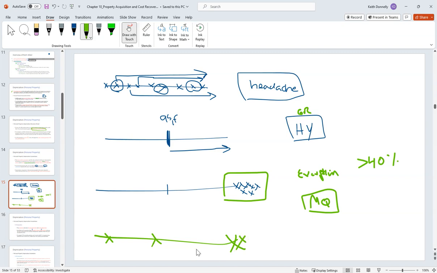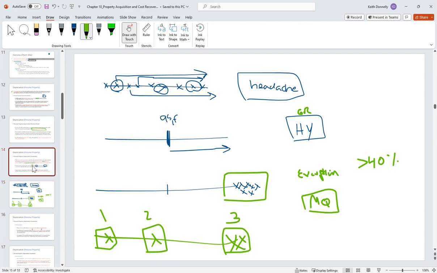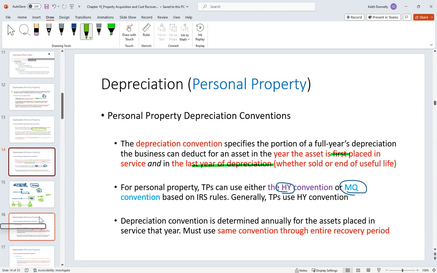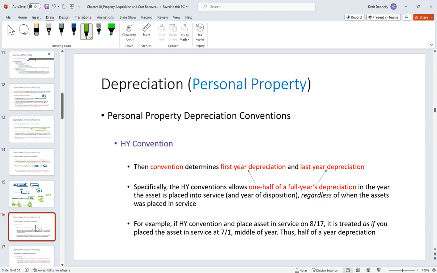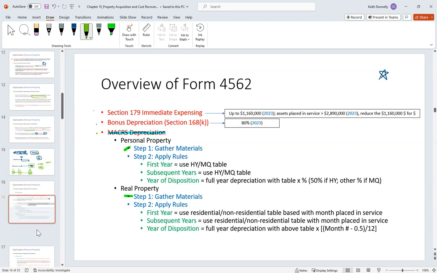We are going to indicate which quarter I put that in. Quarter one for that guy, quarter two for this guy, quarter three for these guys. And then we're going to treat it as if you put it in the middle of that quarter, right? We're not going to just lump everything in the middle of the year. We're going to have to individually dissect these, okay? So that's the idea with the convention. It tells us how much you get in the first and last year, okay?